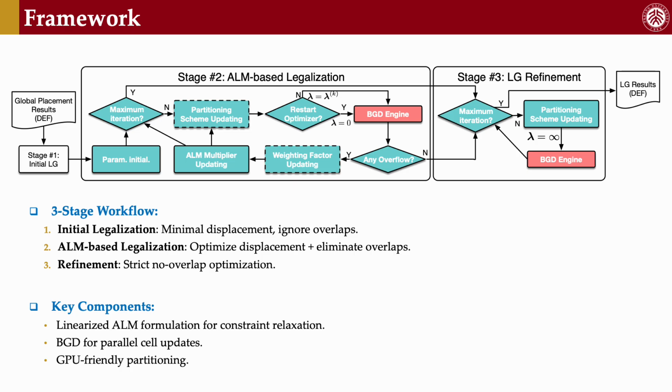The LAGON algorithm follows a three-stage workflow. In the first stage, initial legalization, we move cells with minimal displacement, ignoring overlaps. This quickly gets the cells into a rough position. In the second stage, we optimize the displacement and eliminate overlaps using the augmented Lagrangian method. Finally, in the refinement stage, we perform a strict no-overlap optimization to further improve the placement quality. The key components of the algorithm include the linearized augmented Lagrangian method formulation, block gradient descent for parallel updates, and GPU-friendly partitioning.